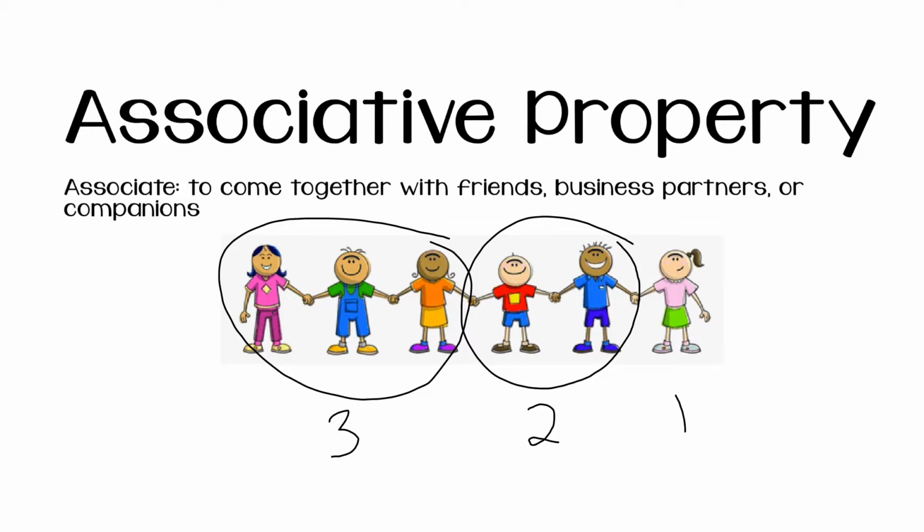All by herself. Now, we still have the total of 6 people here, right? So we have 3 people plus 2 people plus 1 more person. We still have a total of 6 students. Now, the associative property means that we're going to come together or group with each other. We're going to mingle with each other.